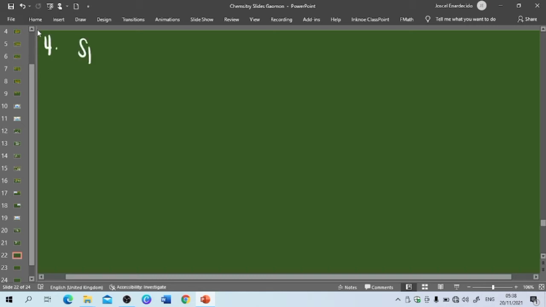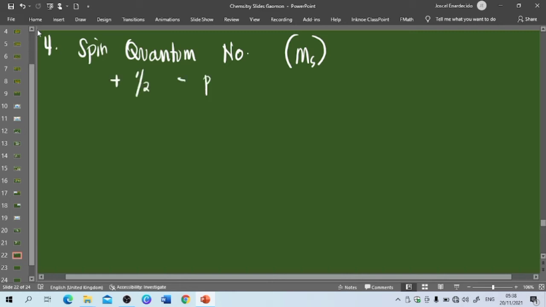Now let us proceed to the fourth one, which is the continuation of the magnetic quantum number. That is what we call the spin quantum number, which has a symbol of m sub s. And the values are positive 1/2, which is paramagnetic, and negative 1/2 if it is diamagnetic. So what does this diamagnetic and paramagnetic mean?